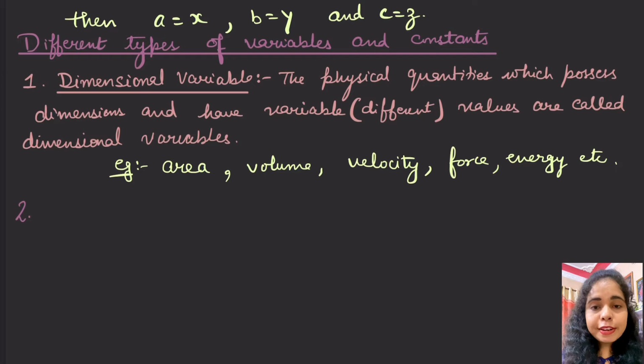Similarly, velocity, force, work, energy, these are all variable quantities, but all these quantities possess some dimensions. So these are called dimensional variables. Next type is dimensionless variables.